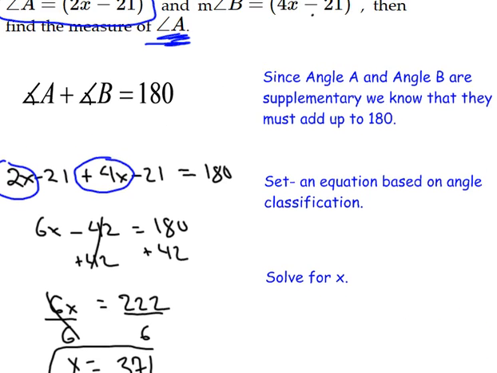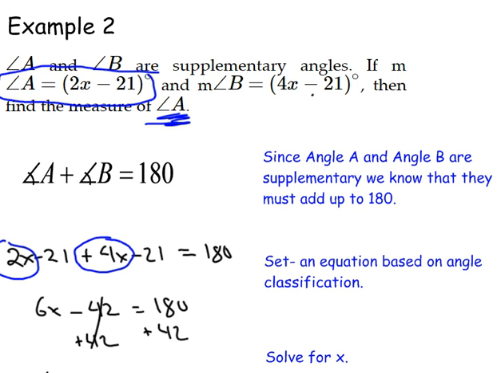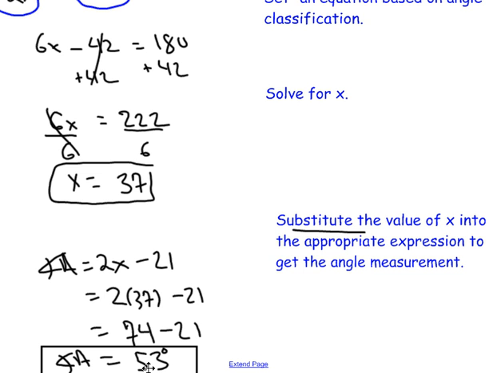And you can also check this, and I'll leave that up to you. They're supposed to add up to 180. So substitute for x for angle B, and then just make sure that the result you get from that substitution along with that 53 adds up to 180 degrees.